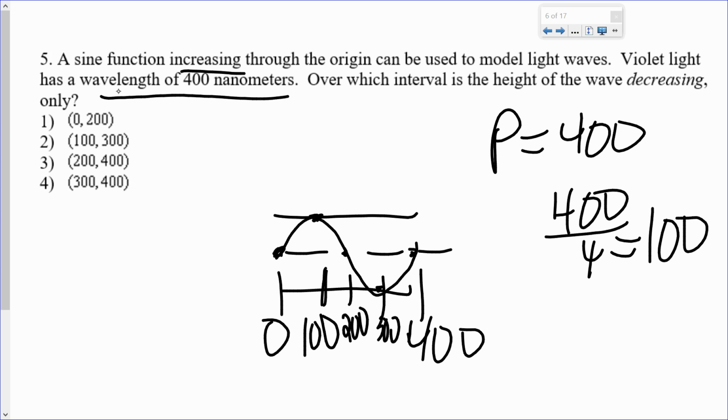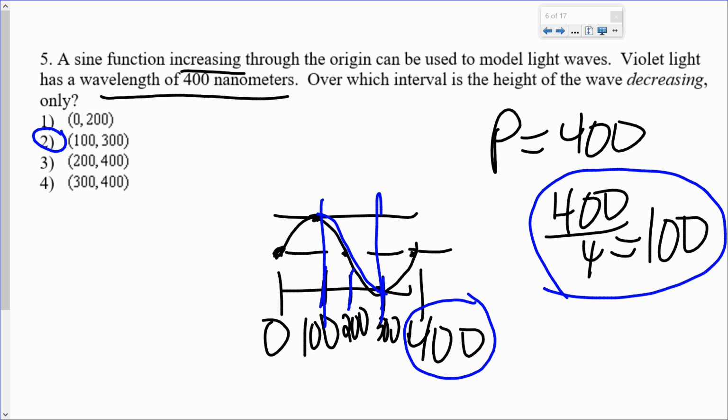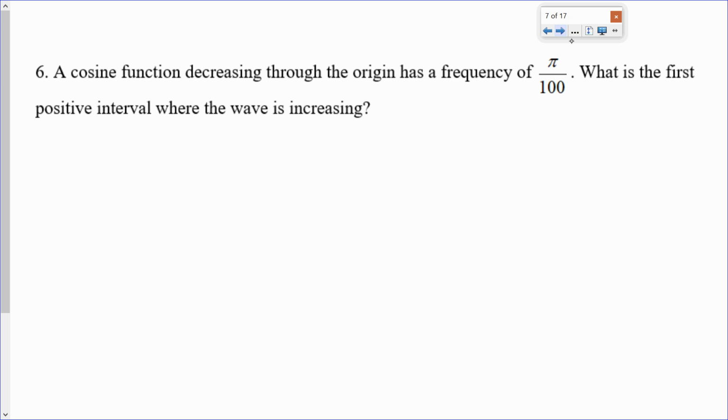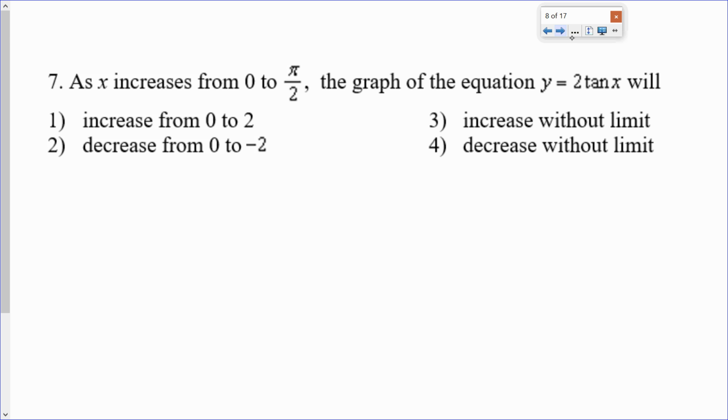So it's asking over which interval is the height of the wave decreasing. Well, it's decreasing from here to here. That's 100 to 300. Choice 2 is your answer. So again, generally all we need to do when we're graphing is put the period at the end of the last dash. But in a question like this, if you need to know how much each dash is worth, it's always the period divided by 4 because there are 4 dashes. Same type of thing for number 6, so I'm going to skip that and let you try that one on your own.